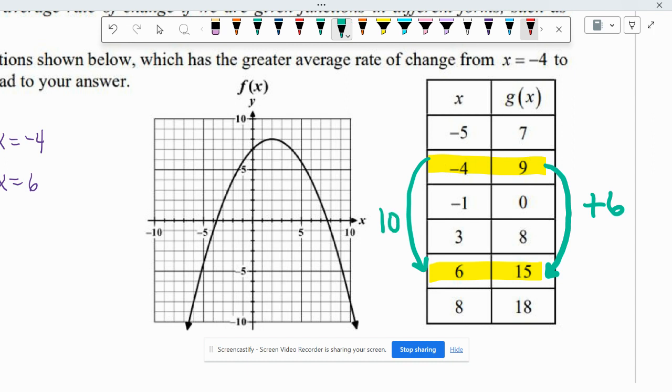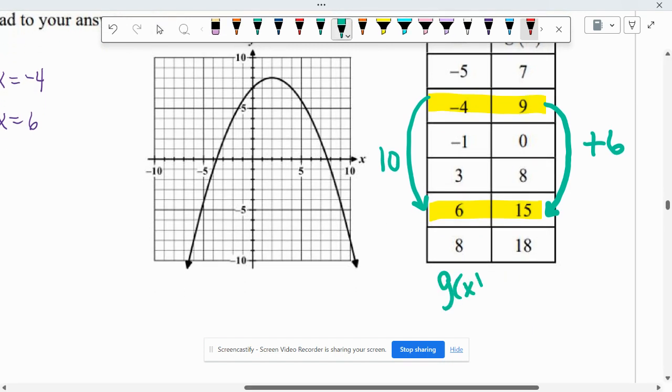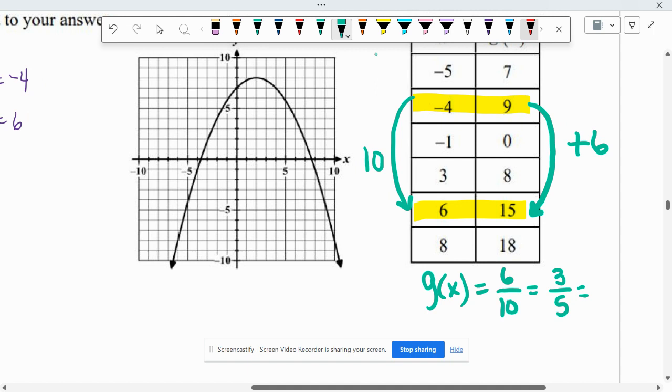So for the function g of x, my rate of change is 6/10, which is the same thing as 3/5. How would I turn that into a decimal? Divide by 5. And 3 divided by 5 is? 0.6. It is 0.6. Very good. So this decimal is 0.6. Okay, let's look at the graph.